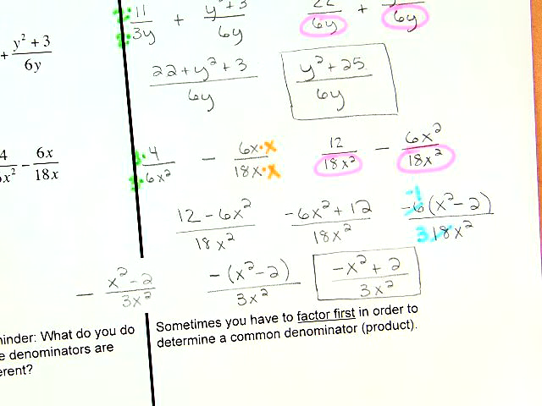Your homework will be different scenarios and maybe things that I didn't show you exactly, but the concept is the same. You need a common denominator, figure that out, combine your numerators, and simplify correctly.